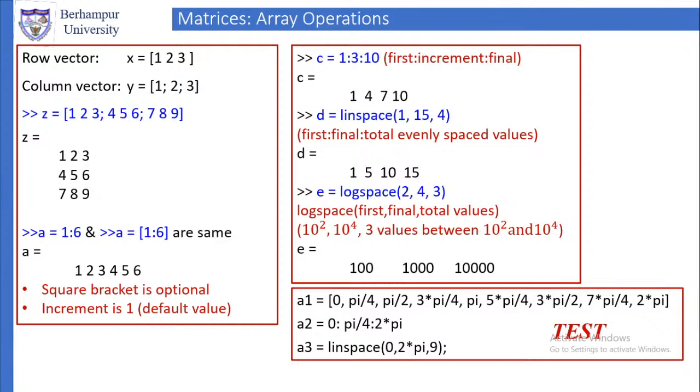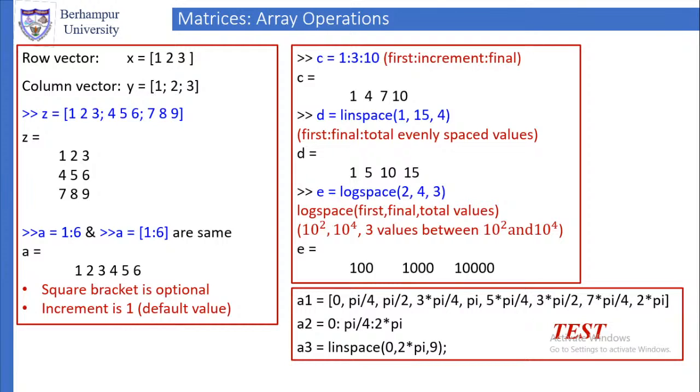Suppose C is equal to 1 colon 3 colon 11. If in the command prompt you write C is equal to 1 colon 3 colon 11, the answer will be C is equal to 1 4 7 10, because after 10, the next increment will be 10 plus 3, 13. You will never reach 11, you will always be at 10. Same thing, C is equal to 1 colon 3 colon 10. This is one way of writing or incrementing.